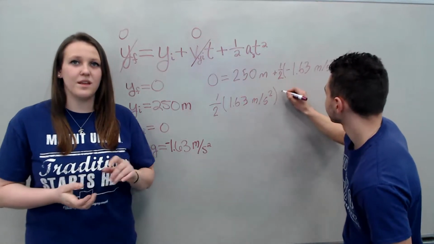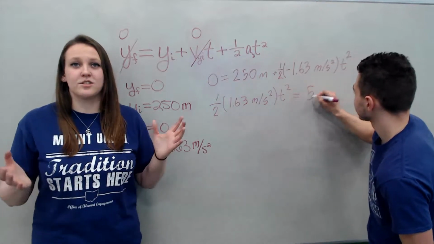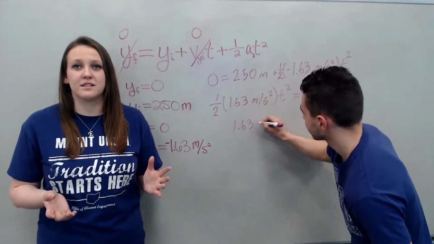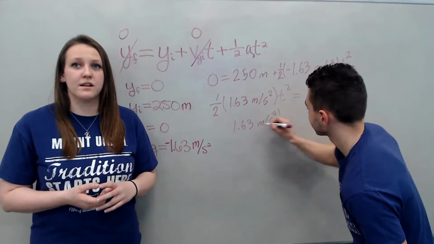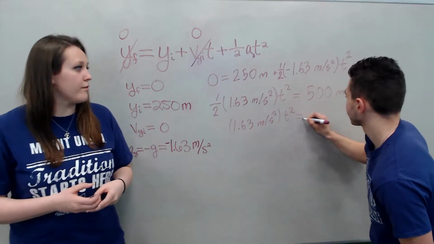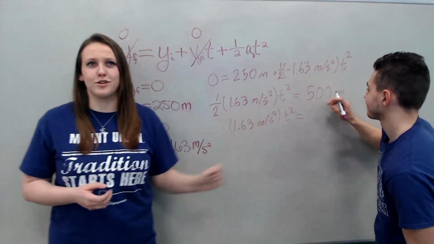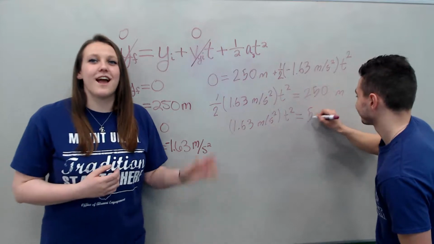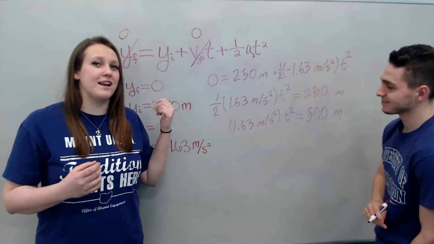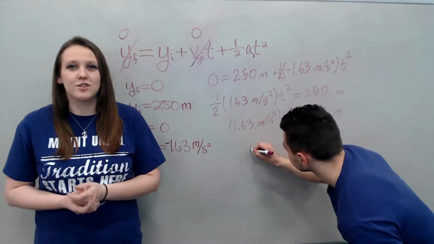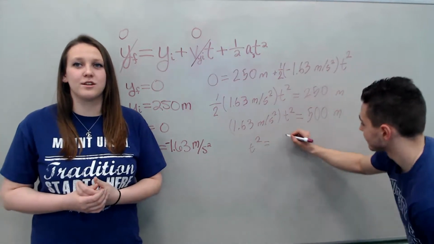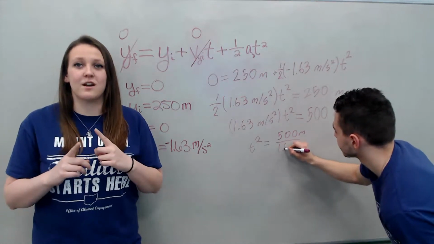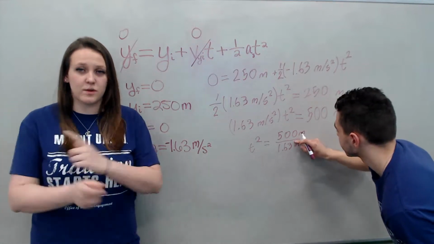As Joe's writing that out here, we're just going to do some algebra and multiply both sides by 2 so that we get 1.63 meters per second squared times t squared equal to 500 meters, which Joe prematurely put in there. That was 250 before. He's a step ahead. So now we have that 500 meters, and we're going to divide both sides by 1.63 so that t squared is equal to 500 meters divided by 1.63 meters per second squared, which, those meters would actually cancel out, so we get seconds squared. We need just regular seconds.